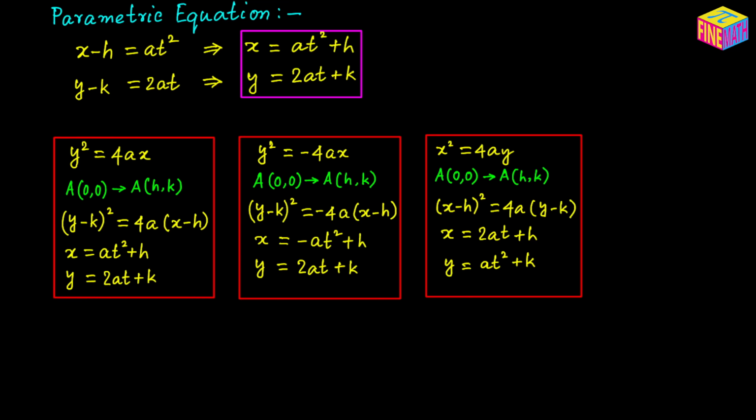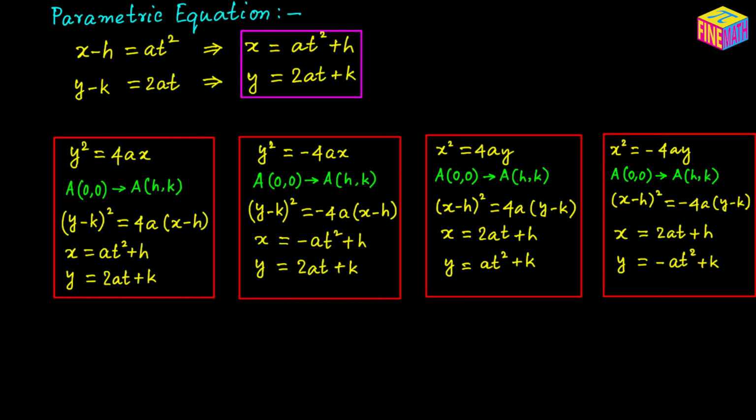And if the vertex is shifted to h comma k, then its equation becomes x minus h whole squared equals 4a times y minus k. And in this case, what would be the parametric equation? Well, the value of y should be used as a t squared plus k. That way the right hand side becomes a positive whole square and the value of x will be 2at plus h. And similarly, let me make a note for the downward standard parabola.